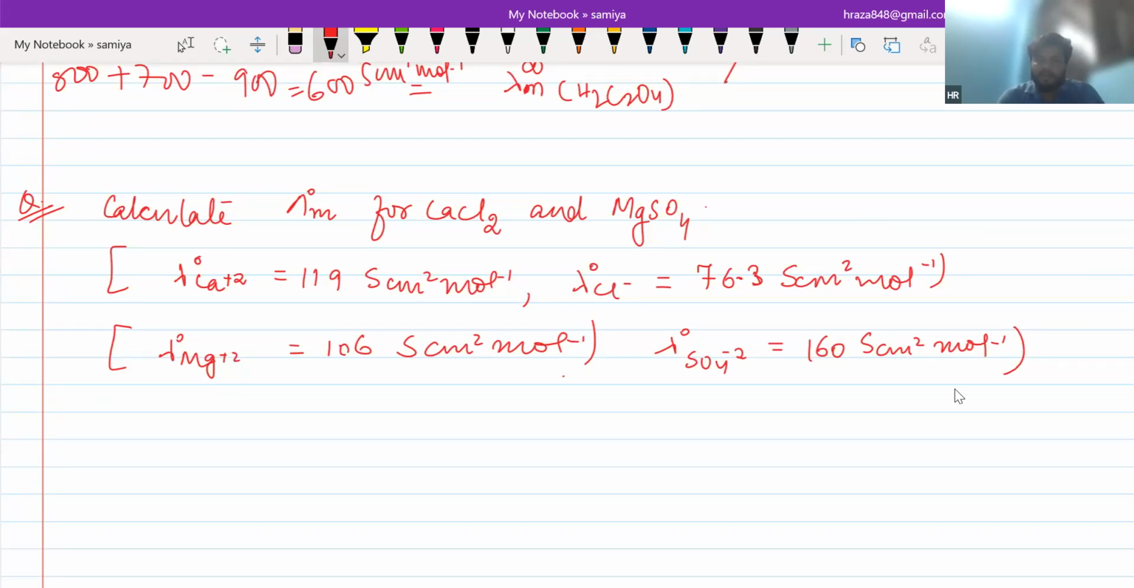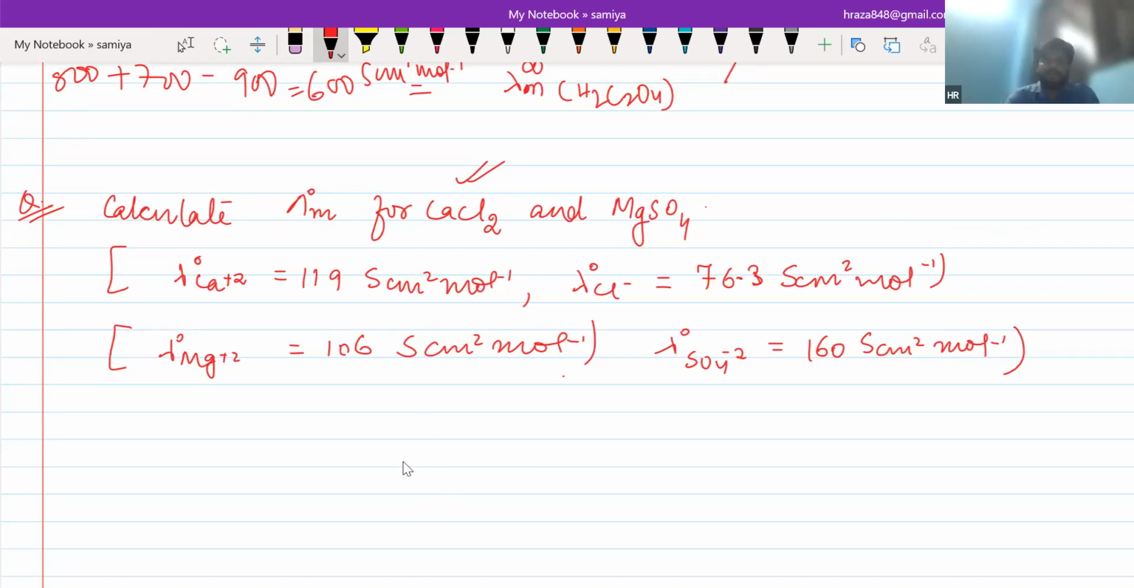Can you do this or should I explain it? Sir, I did the MgSO4 one. Okay, what is your answer? 266 Siemens centimeter square per mole. Good. But for calcium, I'm not getting it. Calcium, you are not getting. You got the answer for CaCl2, right? No, no.